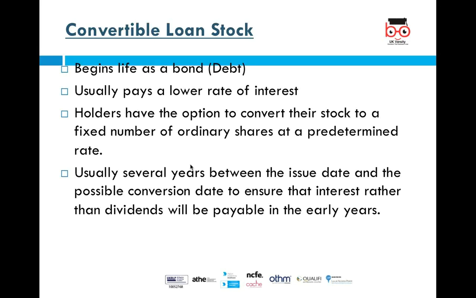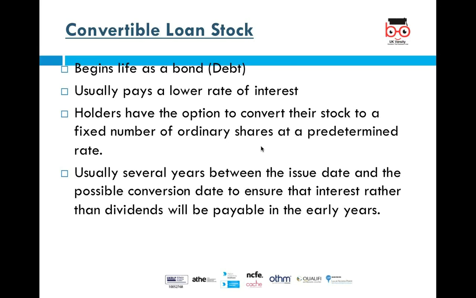There is another way to raise money: convertible loan stock. That's a different bond, which begins life as a bond, which is debt, and usually pays a lower rate of interest. Normally the bond has a high rate of interest, and the debenture as well. But the convertible loan stock usually pays a lower rate of interest, and holders have the option to convert their stock to a fixed number of ordinary shares at a predetermined rate.